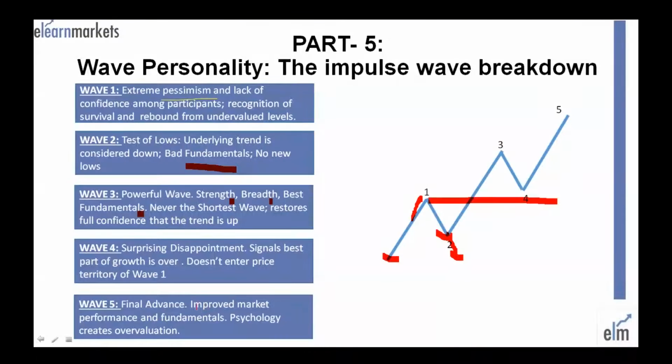Finally, wave 5 is the final advance. In wave 5, we see a lot of euphoria, and there is a lot of optimism in the market, and everybody is cheering and singing praises for the stock market. There is definite market performance improvement, and fundamentals are also shining, but it is all overvaluation.